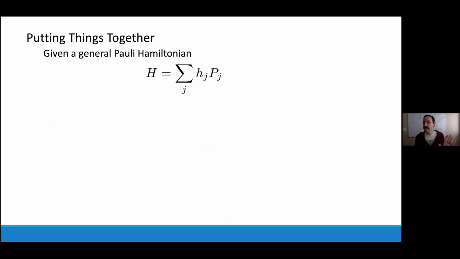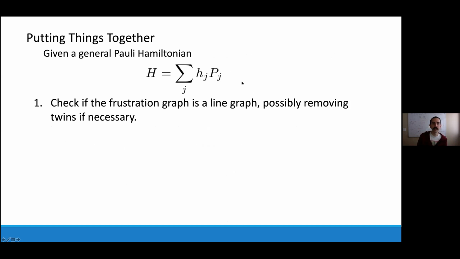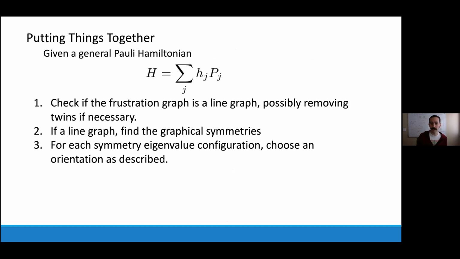So now let's put this all together and ask, how do you solve a general Hamiltonian? Somebody presents to you a spin Hamiltonian labeled in the Pauli basis like this. The first thing you do is check if the frustration graph is a line graph, possibly after removing twins. So you iterate: you write down the graph, remove all the twins, keeping track of some symmetries as you go if necessary, and then ask, is this a line graph? You can check that in linear time. If it's a line graph, then you find all of the Pauli symmetries, which we classified previously.